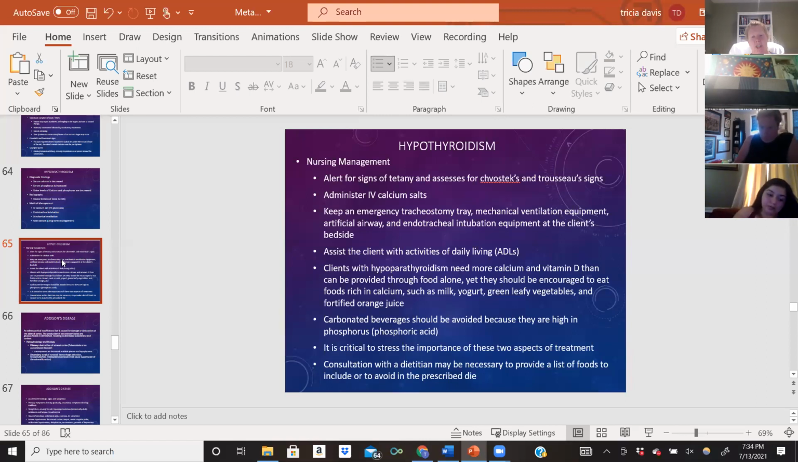And then it is critical to stress the importance of these two aspects of treatment. This is big patient teaching here. And this is going to be a lifelong issue. So they really need to understand, and their family members. And if they're in the hospital, you might have the dietitian come by and give them a list of foods that they can have in their diet to take home with them.